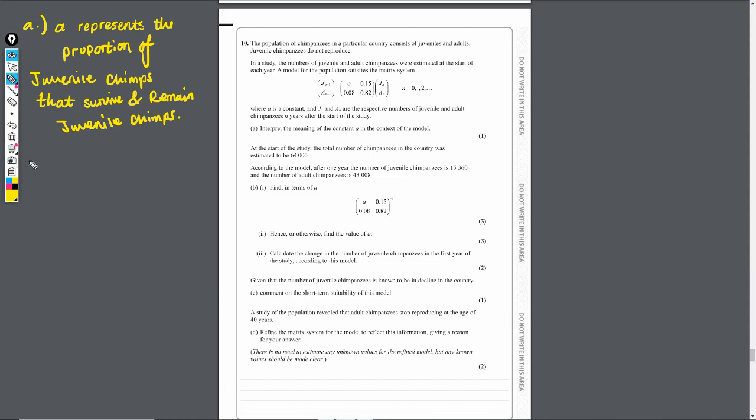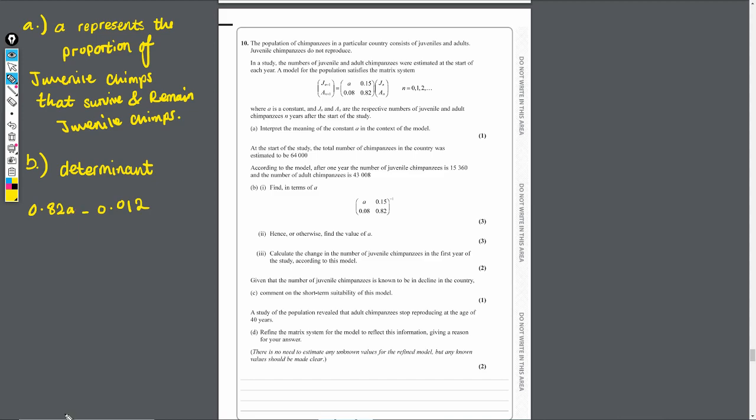So to find the inverse of a 2x2 matrix, the first thing we should do really is just work out the determinant. Remember, the determinant is this element here, A times 0.82, so that's 0.82A, and then we minus 0.08 times 0.15, and if you do that on your calculator you'll get minus 0.012. Okay, so that's the determinant.